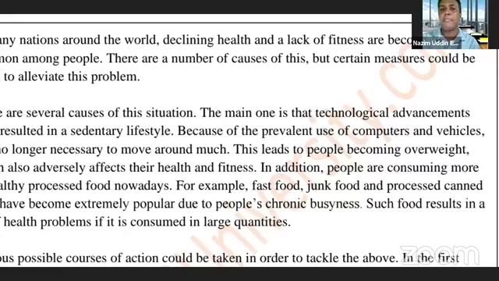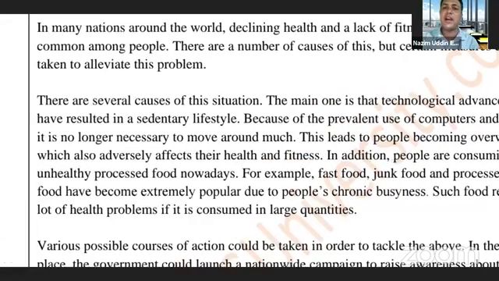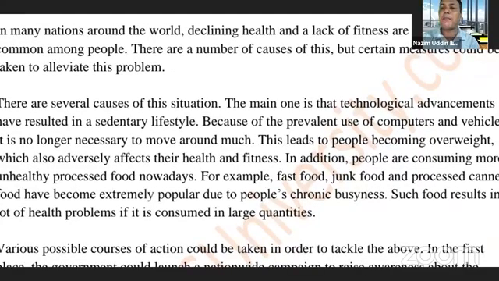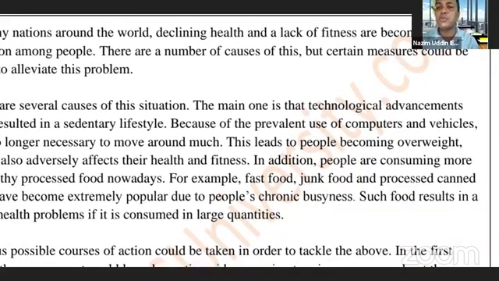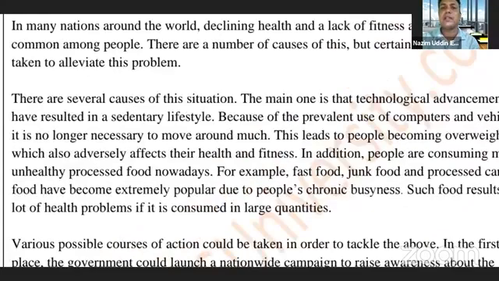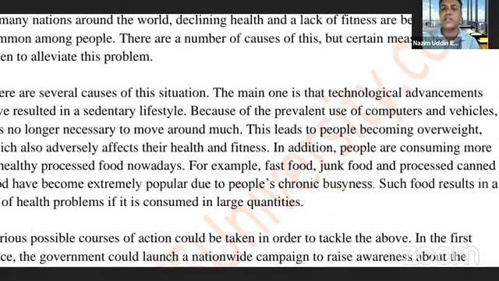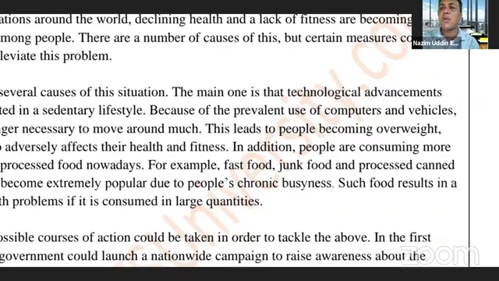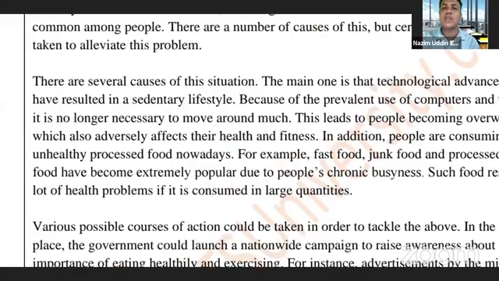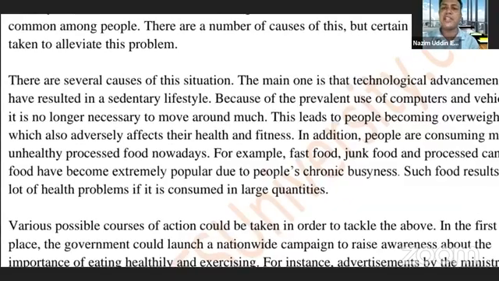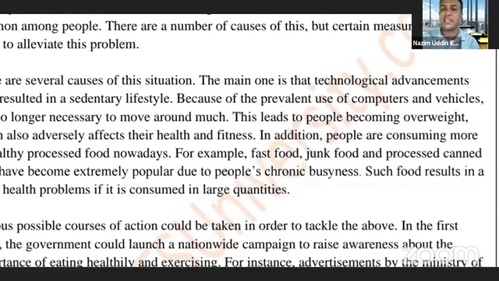technological advancement has resulted in a sedentary lifestyle because of the prevalent use of computers and vehicles. It is no longer necessary to move around much. This led to people becoming overweight, which also adversely affects their health and fitness.